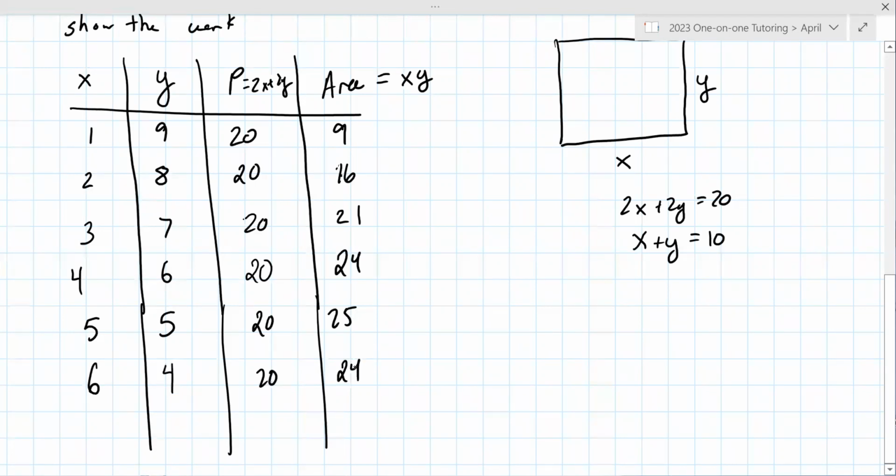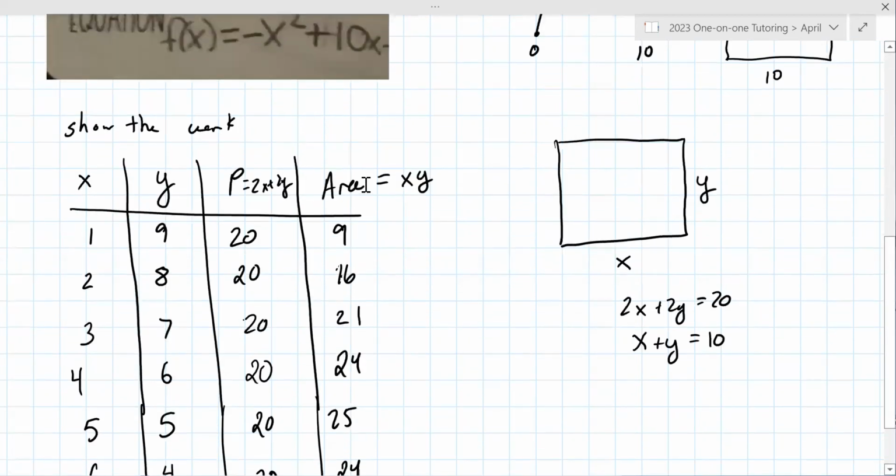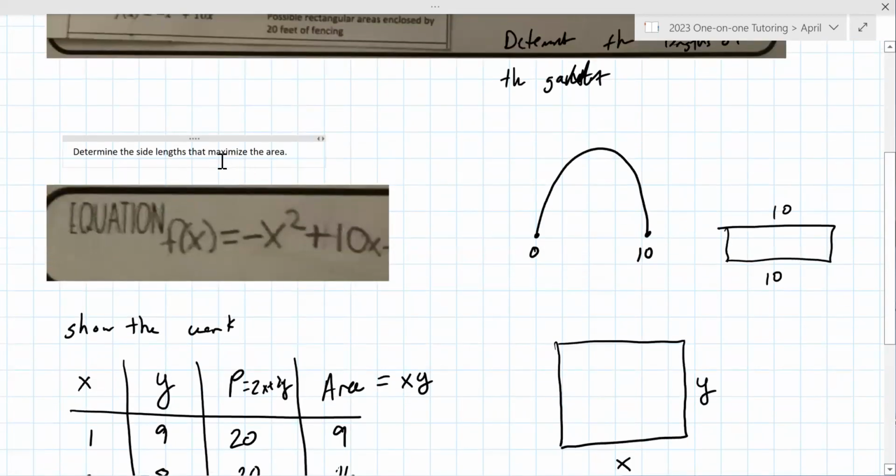Okay. Yeah. All right. So is that kind of okay? What we did there, clear, sort of? Yeah, makes sense. Okay. Now we want to determine the side length that maximizes the area. What's the name given to the min or max of a quadratic? The vertex. Vertex, yeah.